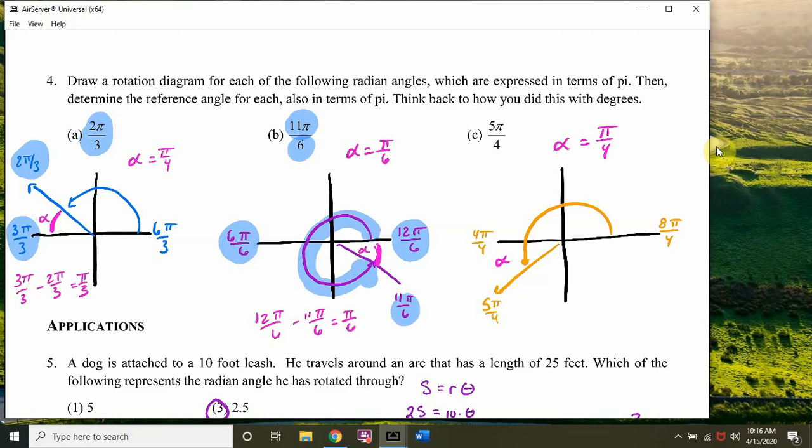And in the last one, the denominator was 4, so there's 1 pi, there's 2 pi with a denominator of 4. 5 pi over 4 would be a little past 4 pi over 4. And my reference angle in pink, 5 pi over 4 minus the nearest x-axis, which is at 4 pi over 4, leaves me with 1 pi over 4 for my reference angle.